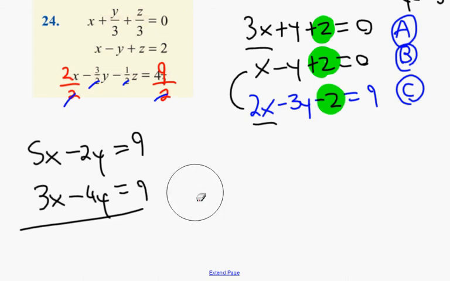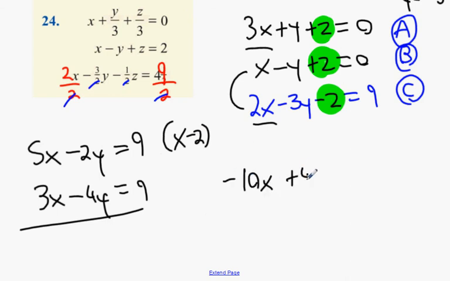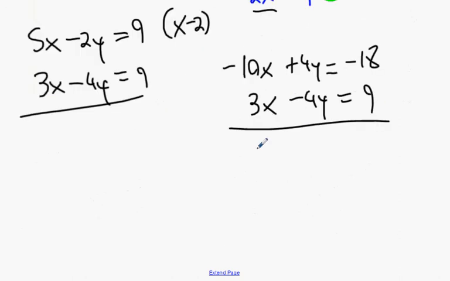Multiply the top one by, not 2, minus 2. 10x plus 4y minus 18. 3x minus 4y equals 9. Minus 7x equals minus 9.